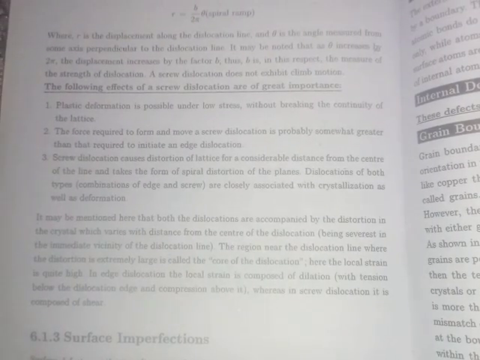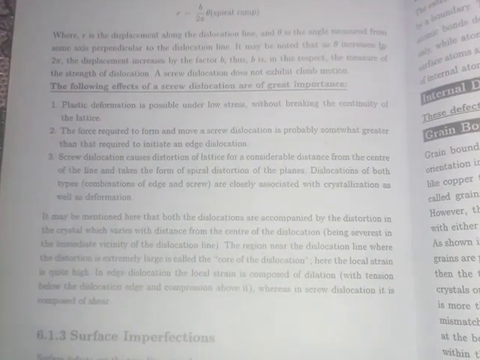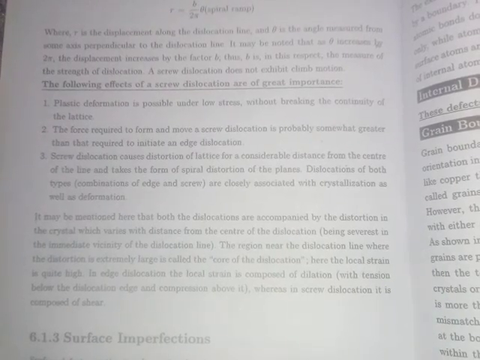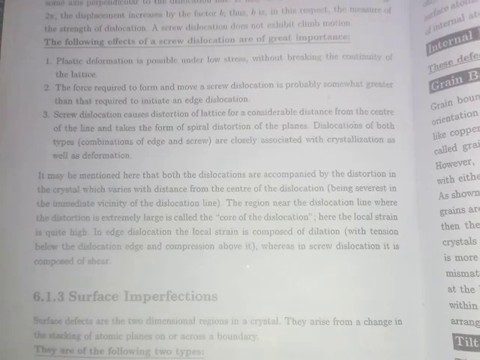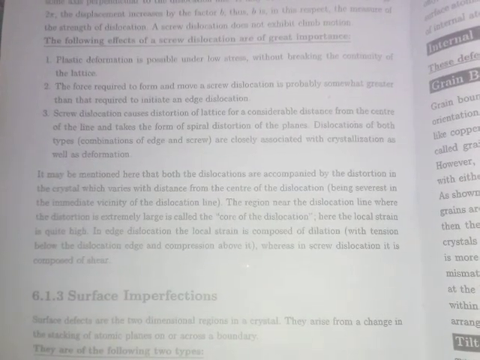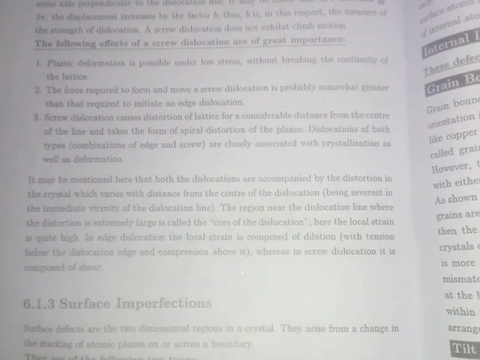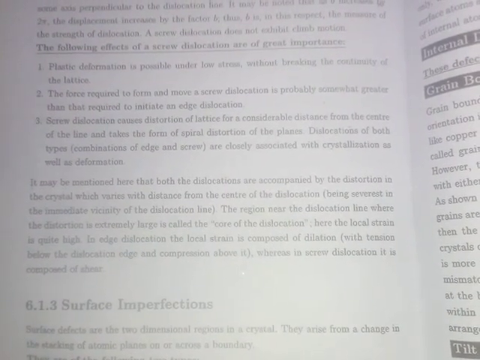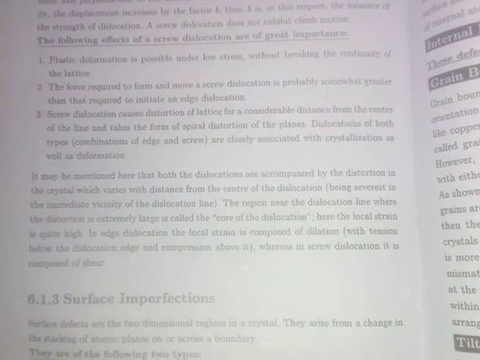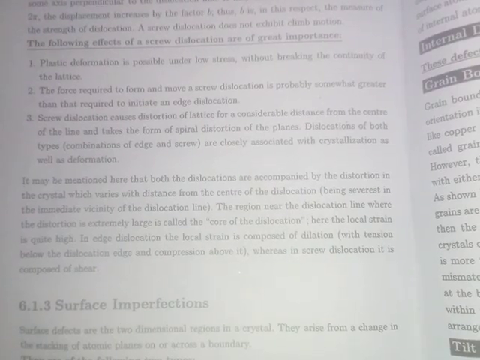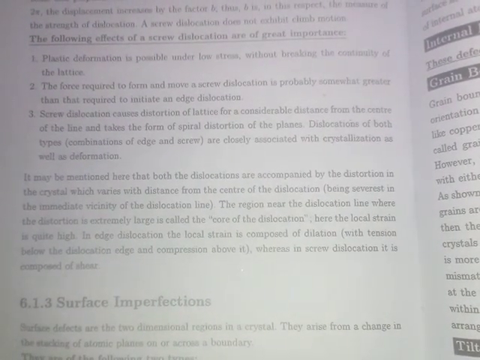Dislocations of both types, combinations of edge and screw, are closely associated with crystallization as well as deformation. It may be mentioned here that both the dislocations are accompanied by distortion in the crystal, which varies with the distance from the center of the dislocation, being severest in the immediate vicinity of the dislocation line.